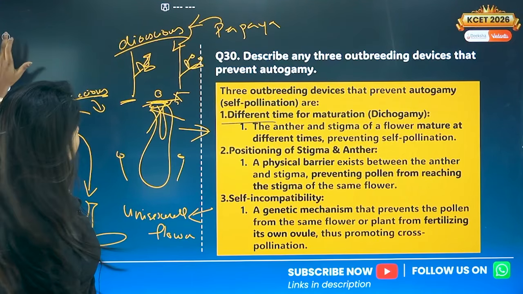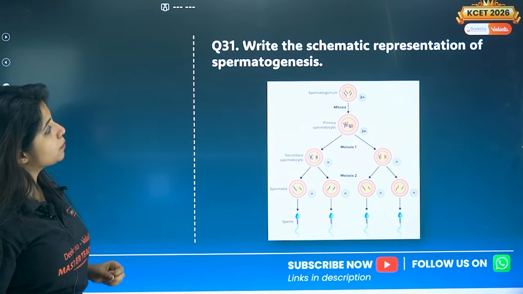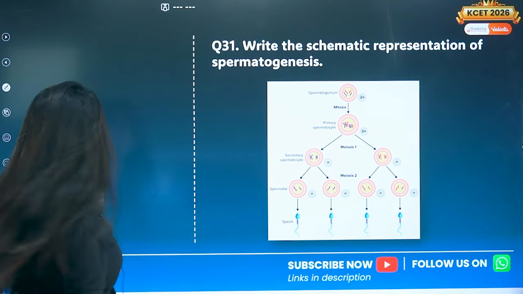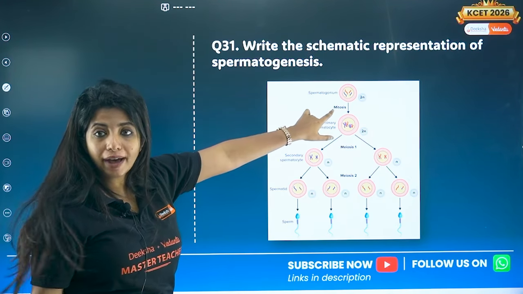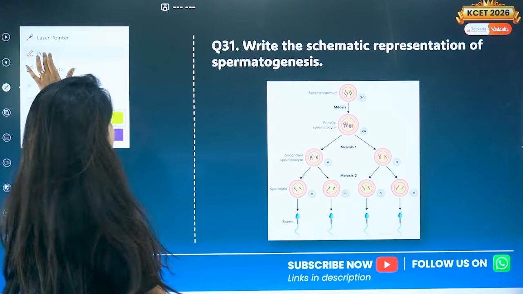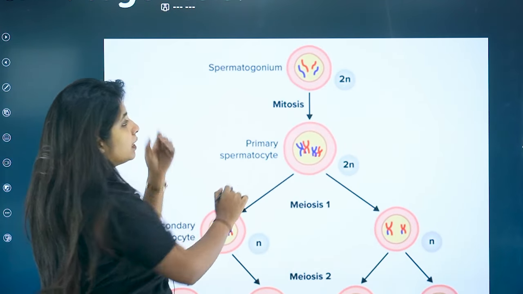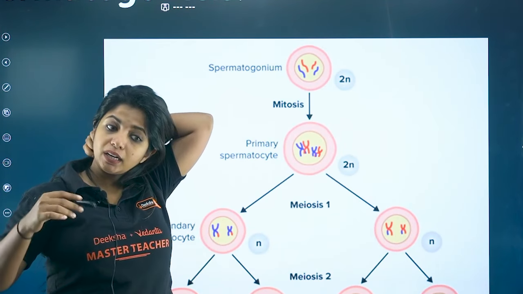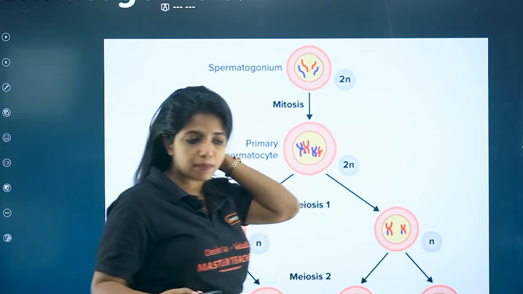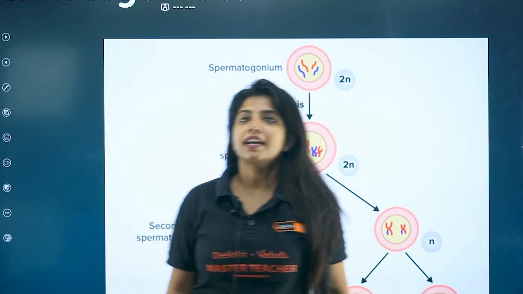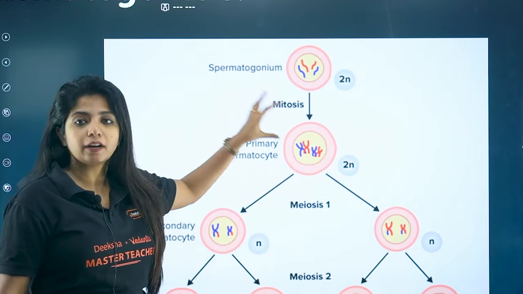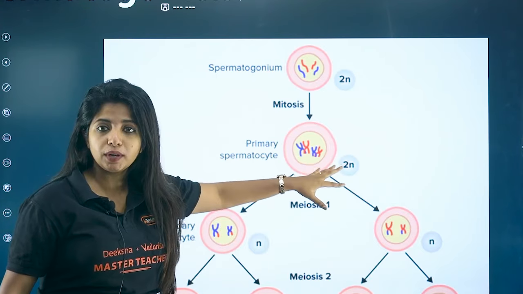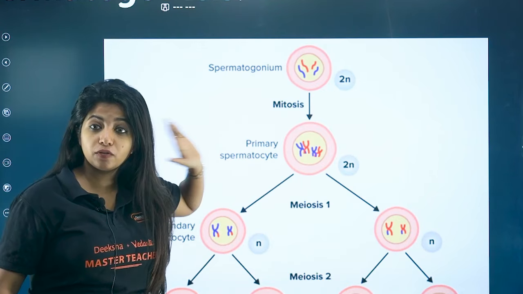Cool. Next, write the schematic representation of spermatogenesis. Are you writing? So how do you write it? First of all, you have spermatogonia, my dear children. The spermatogonia undergoes a process of differentiation. That means it has to mature into something that can form sperms. So it matures into the primary spermatocyte. Until here it is diploid only, 2n, with 46 chromosomes.